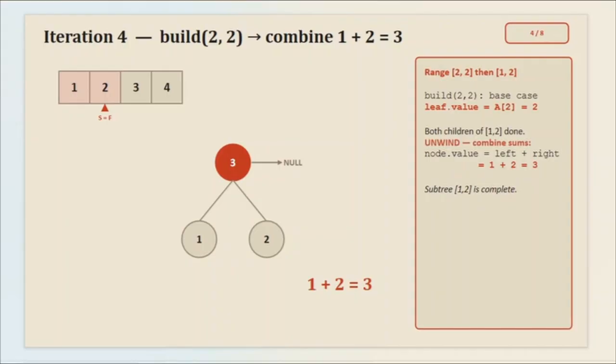Now we return to the root. The root has left child equal to 3, right child equal to 7. Combining them gives 3 plus 7 is equal to 10. This is the sum of all elements in the array. The segment tree is now fully built.